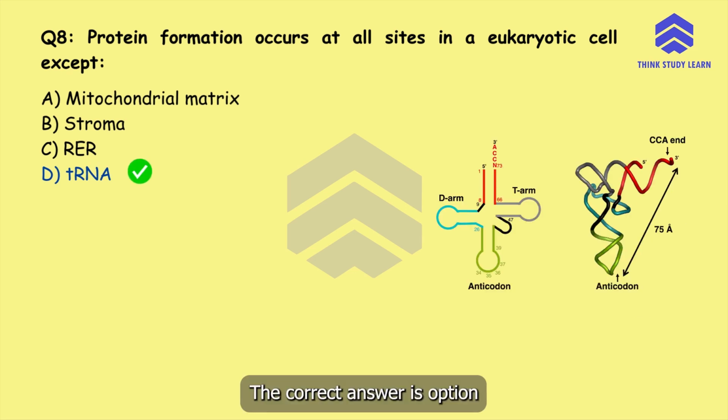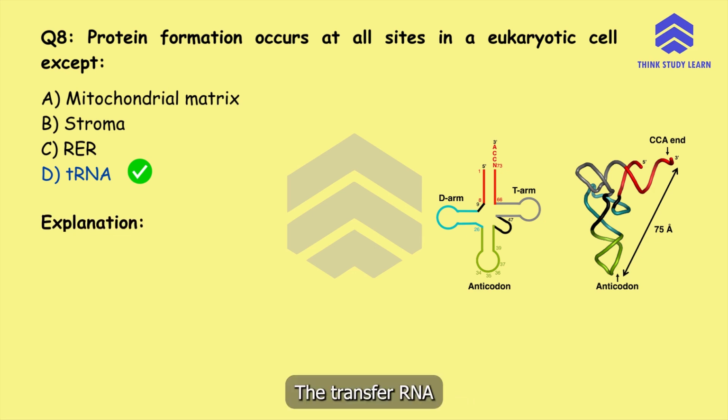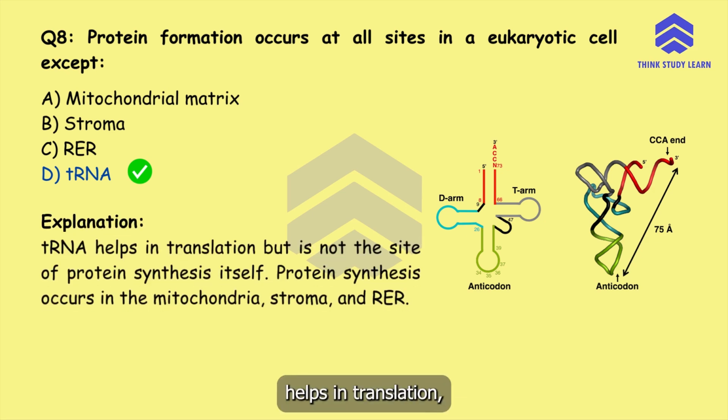The correct answer is option D, transfer RNA or the tRNA. The transfer RNA helps in translation but is not the site of protein synthesis itself. Protein synthesis occurs in the mitochondria, stroma, and the rough endoplasmic reticulum.